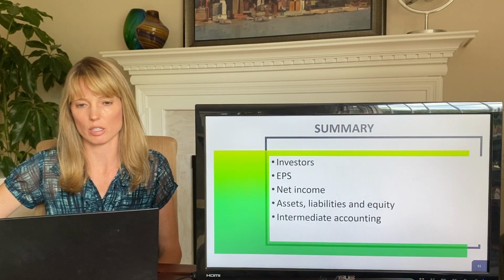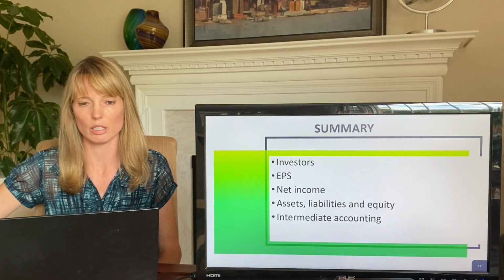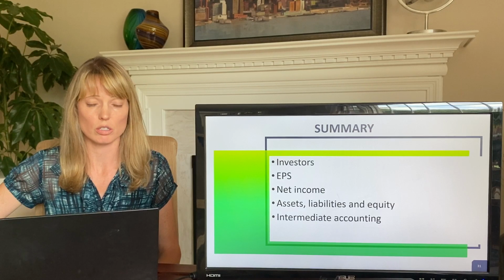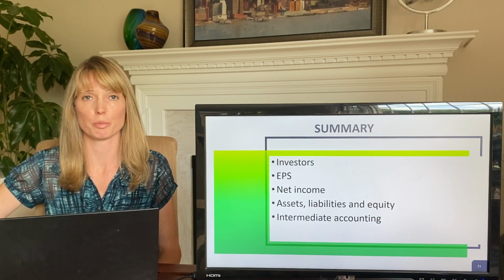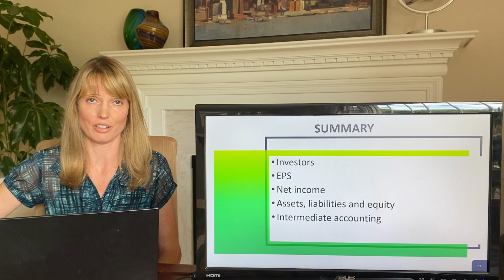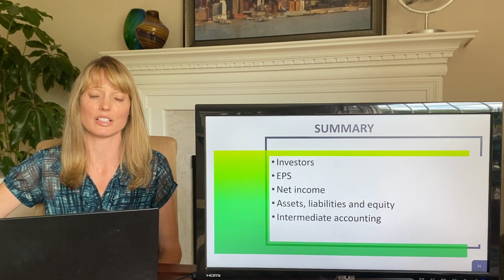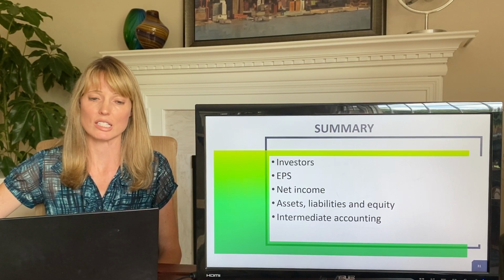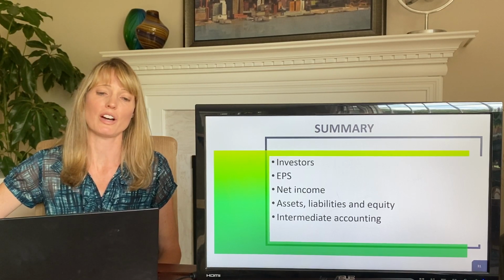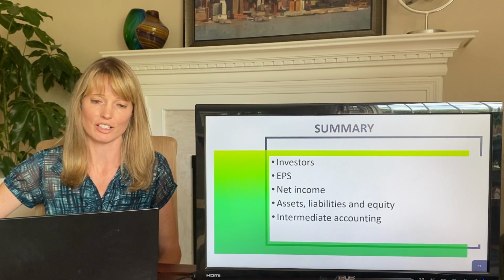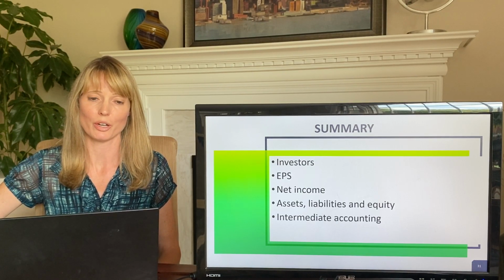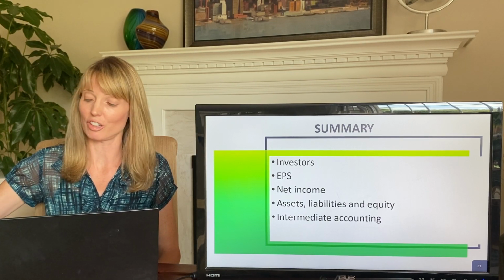To conclude this introductory lesson, we discussed investors and the importance of financial accounting for investors. We briefly covered earnings per share and how that measure relies significantly on companies' net income. We talked a little bit about net income, what's behind that number. Generally, we spoke about assets, liabilities, and equity, and we provided an overview of intermediate accounting. The next class, the next video, we're going to jump into the accounting process and journal entries.